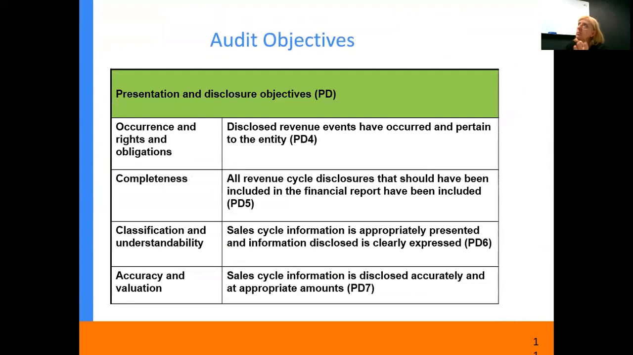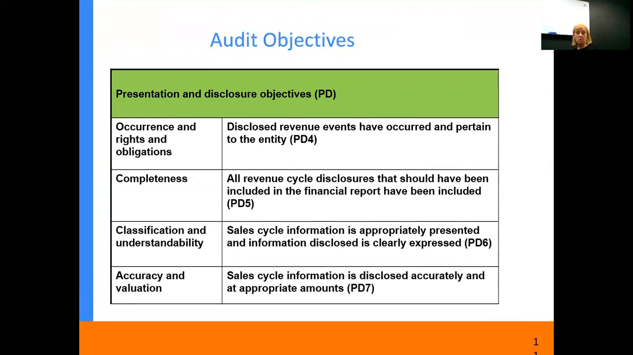And then one that we haven't talked about much is the group of management assertions and audit objectives that relate to presentation and disclosure. In terms of presentation and disclosure, they relate to profit and loss statement items and to balance sheet items. So in terms of presentation and disclosure, I want to be sure that disclosed revenue events have occurred and that they pertain to this entity. So they are the transactions of this entity.